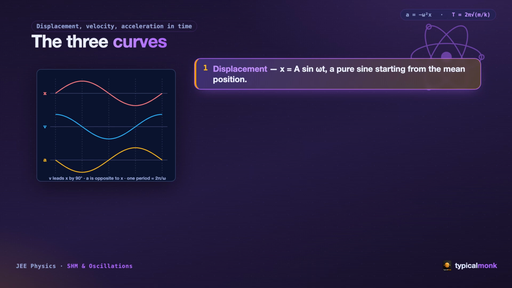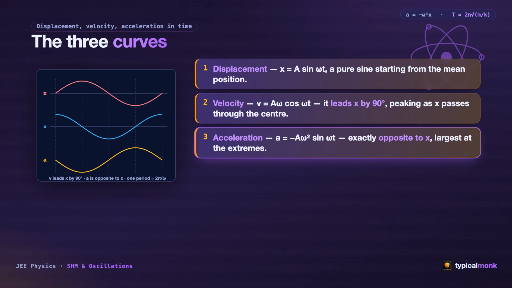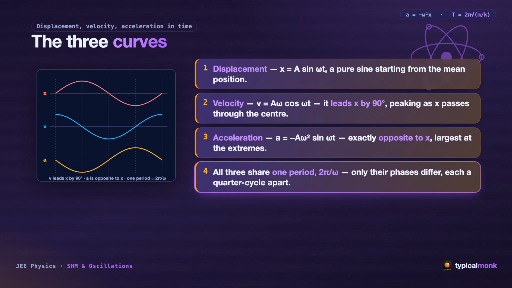Displacement, x equals A sine omega t, a pure sine starting from the mean position and rising. Velocity, v equals A omega cosine omega t. It leads the displacement by 90 degrees, reaching its peak exactly as x passes through the center, fastest at the middle. Acceleration equals minus A omega squared sine omega t. It is exactly opposite to the displacement, and it is largest at the extremes where the restoring force is strongest. And all three share one period, 2 pi over omega. Only their phases differ. Each curve is a quarter cycle apart from the next.